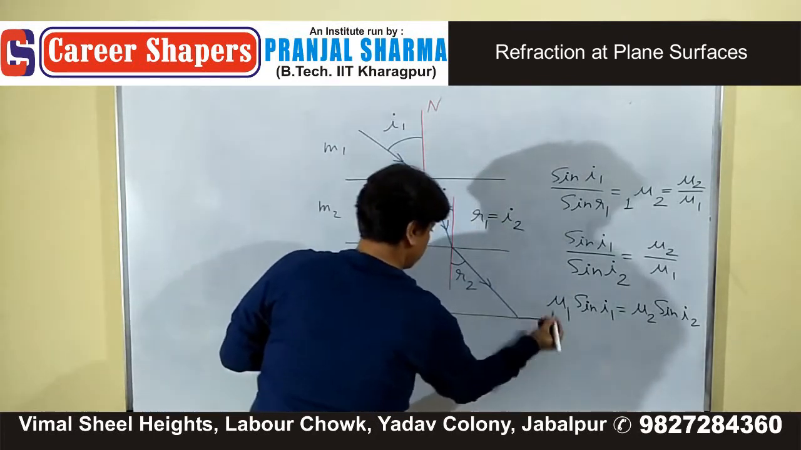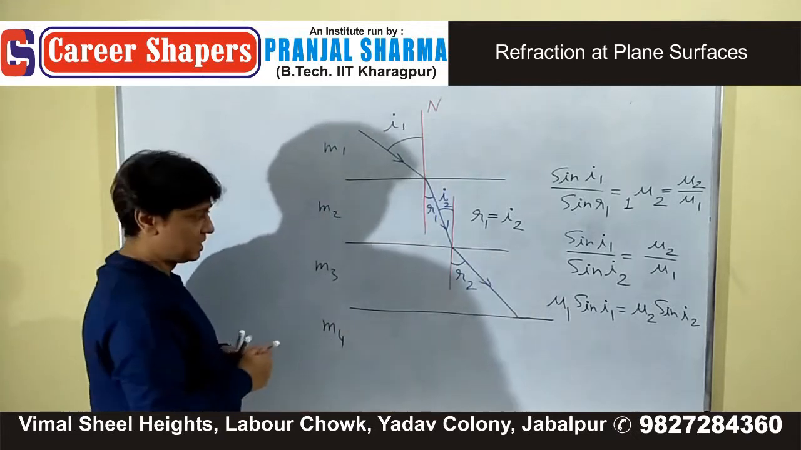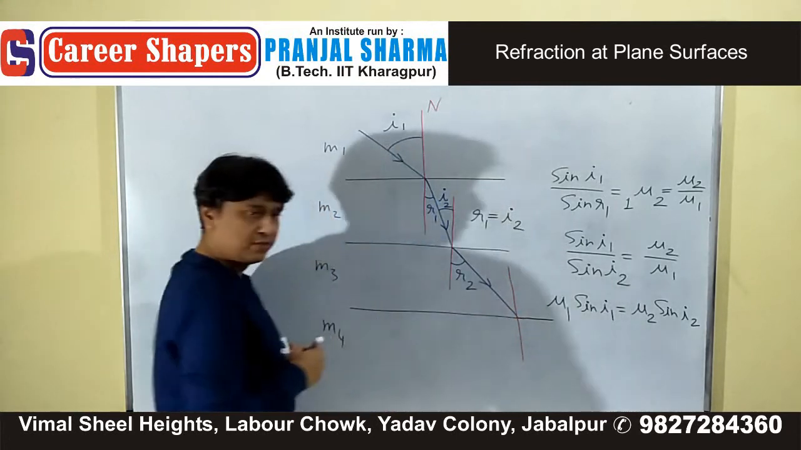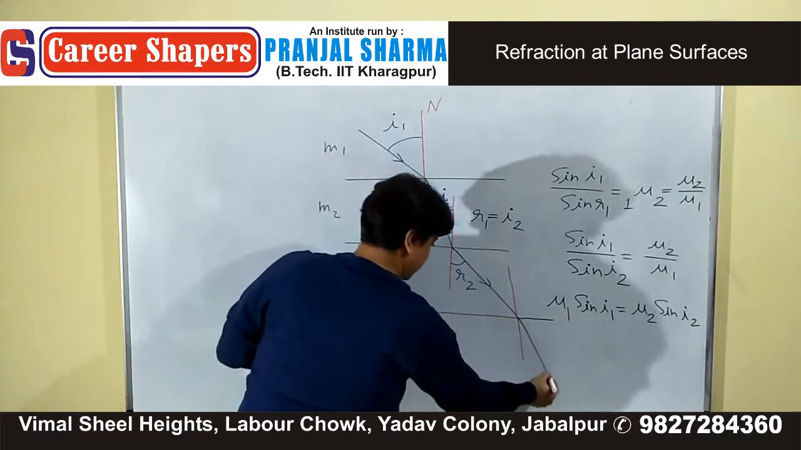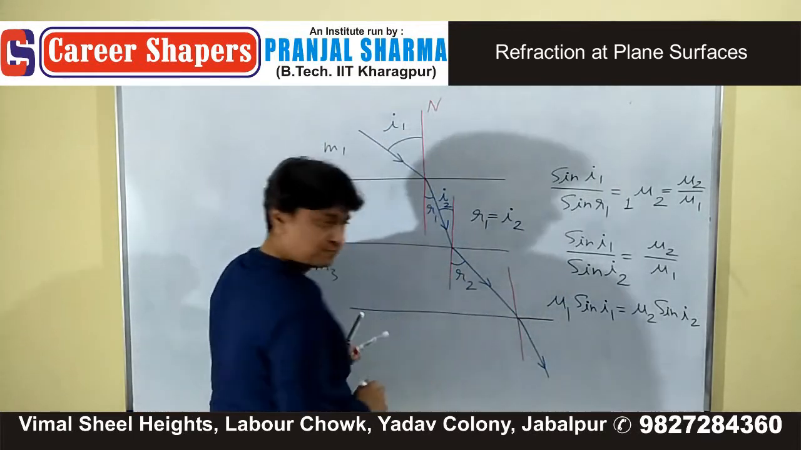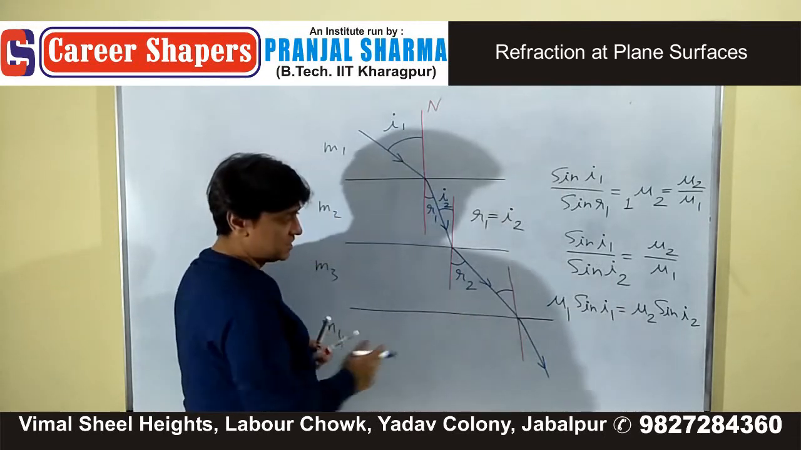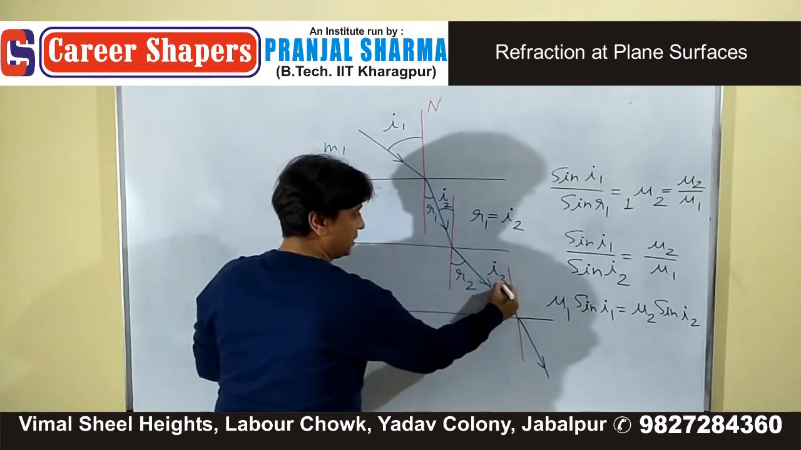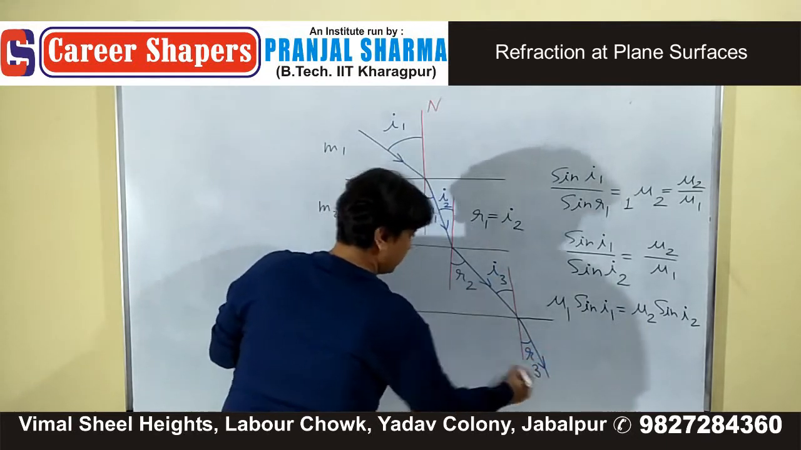When light moves from M3 to M4, again draw the normal, that's your normal, and then whatever be the refractive index type, let's say it's denser as compared to this, then light moves like this. When it moves like this, what is this? Angle of incidence. This is angle of incidence, call it I3. This is angle of refraction, call it R3.